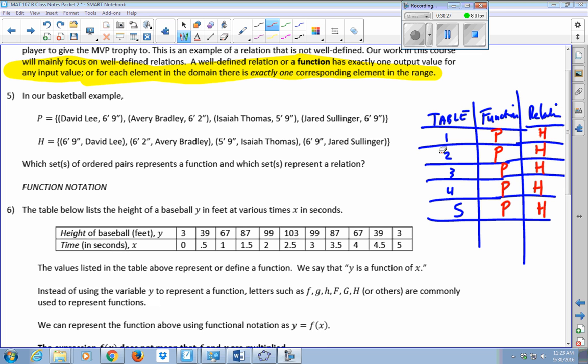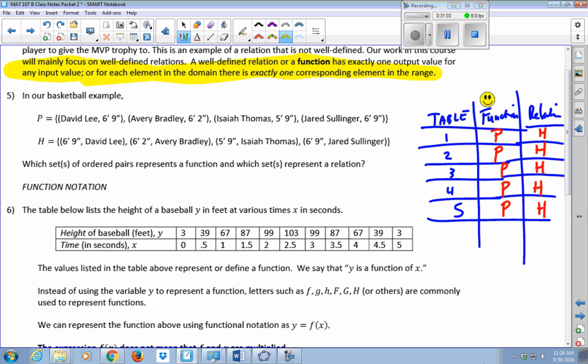I absolutely agree with that one. P is definitely a function. For each player, there's one and only one height given as a second component. I do not agree with the relation that you've listed. Which set or sets of ordered pairs is a relation? How do you get to be a relation? You're any set of ordered pairs. How many sets of ordered pairs do you have there? Two, right? H and P.